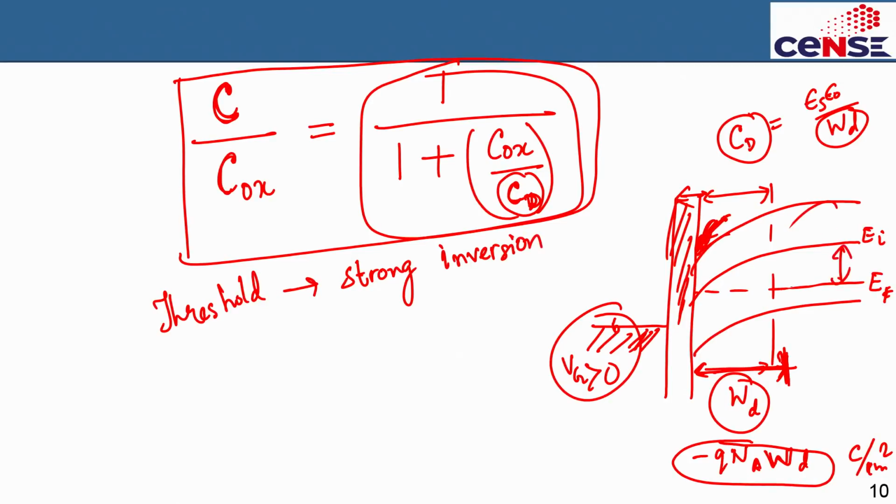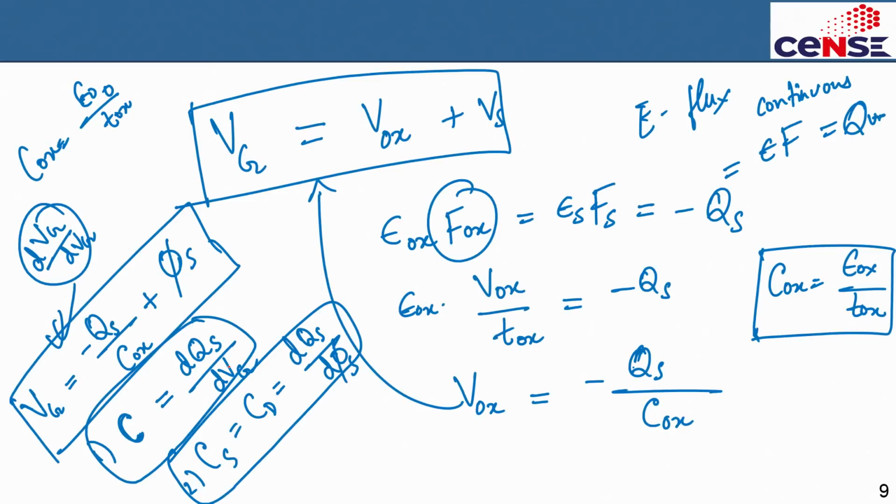So this gap will become equal to the gap here. So it will basically drop down here more. Everything will bend more here. So in that case of strong inversion, we call the gate voltage the threshold voltage.